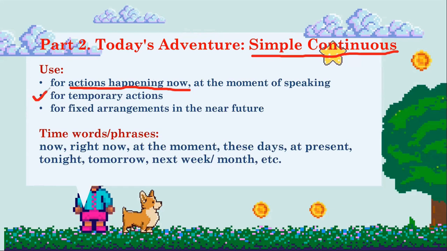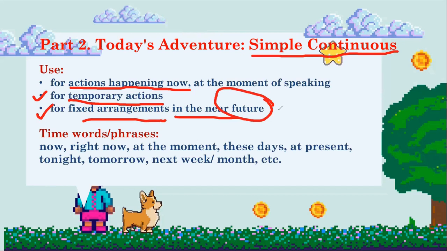For the second one, it is about temporary actions. These are activities that aren't permanent and are happening currently, like he is staying in Paris for a week. And the last one is for fixed arrangements in the near future. It might surprise some, but yes, this tense can indicate a future plan. For example, we are meeting her tomorrow.